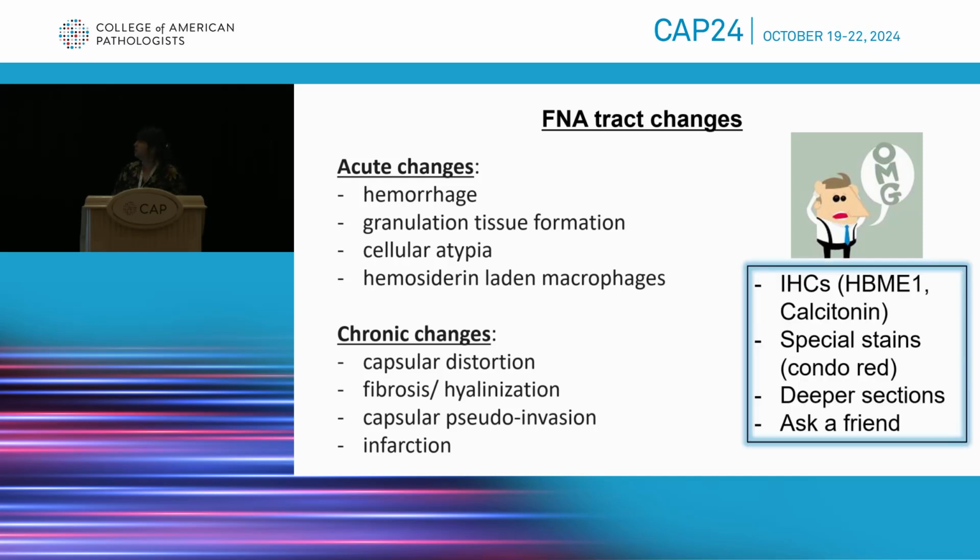So before throwing your hands in the air and freaking out, you have tools. We always have extra tools. We are lucky to have extra tools. So in order to be able to discriminate between a thyroid cancer and a more benign lesion, you could potentially use an HBME-1 immunostain, which will be positive in your cancer cases. Remember, we said we have the dropout, we have the hyalinization, the fibrosis.